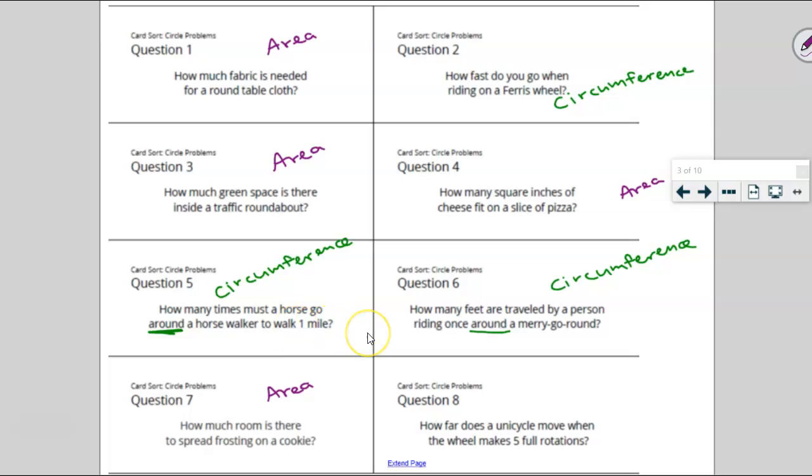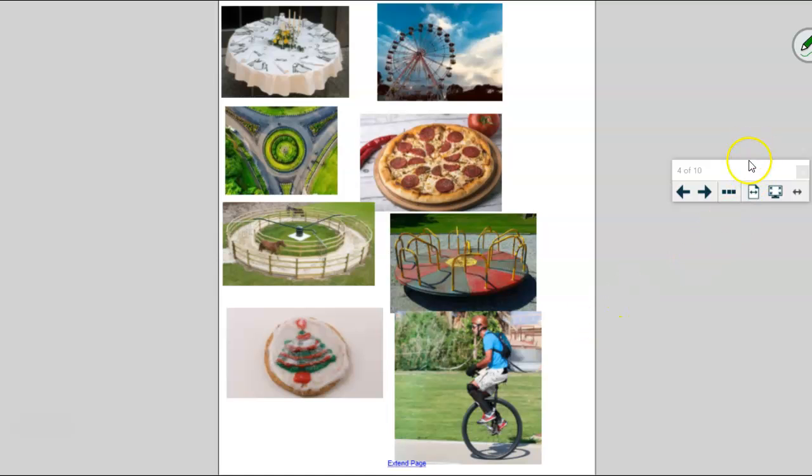That would be area. Question 8, how far does a unicycle move when the wheel makes 5 full rotations? Let's go, Oren. This is circumference. These images can help us understand different parts of what we're going to be doing next, okay?